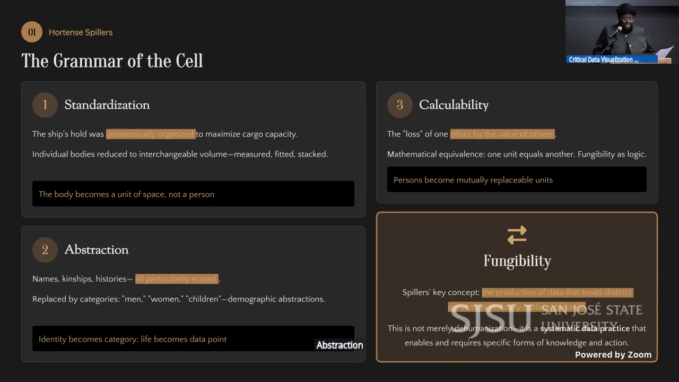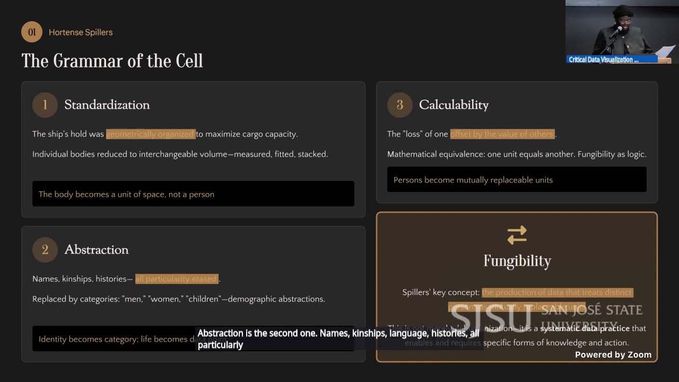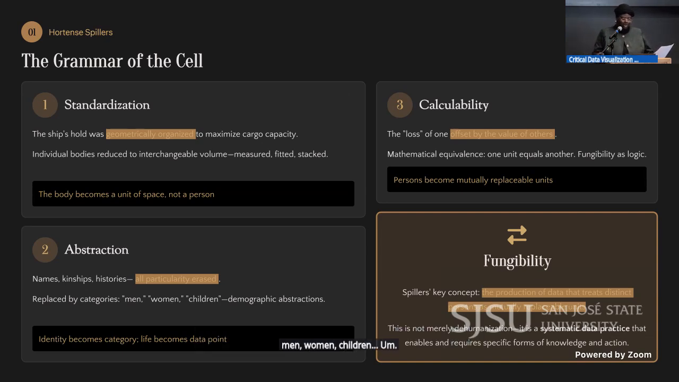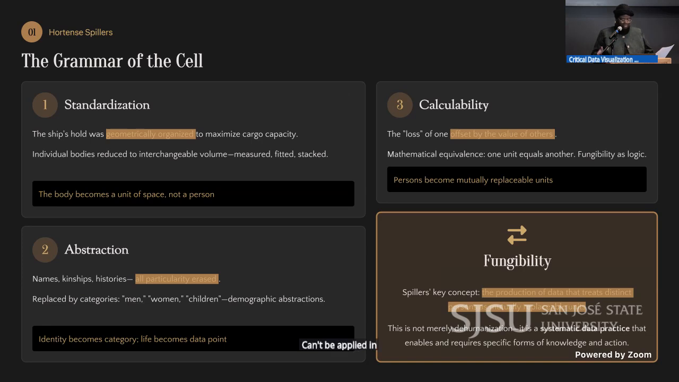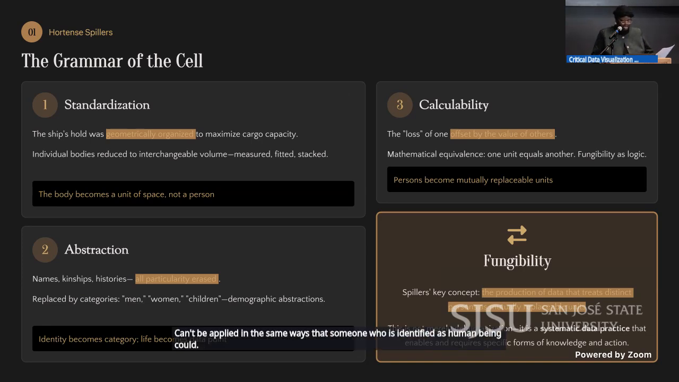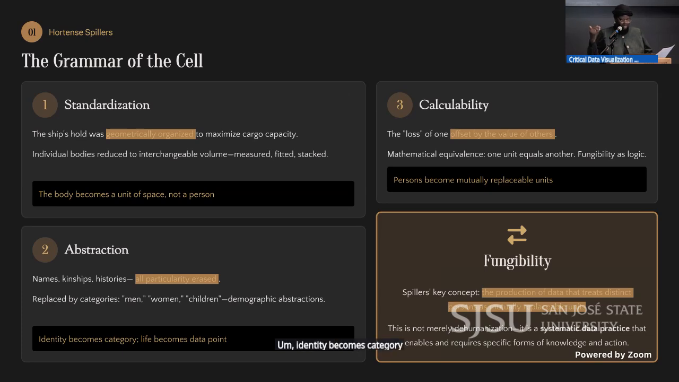Abstraction is the second one. Names, kinships, language, histories, all partially erased, replaced by categories: men, women, children. Although I would personally argue that enslaved folks weren't identified as children or human beings, so therefore humanity can't necessarily be allowed to them, or womanhood, manhood or childhood can't be applied in the same ways that someone who was identified as a human being could. Identity becomes category, life becomes data point.